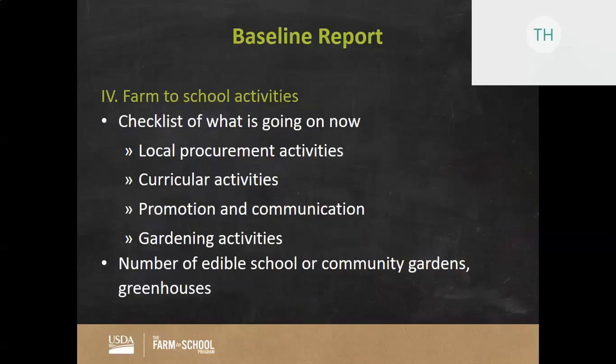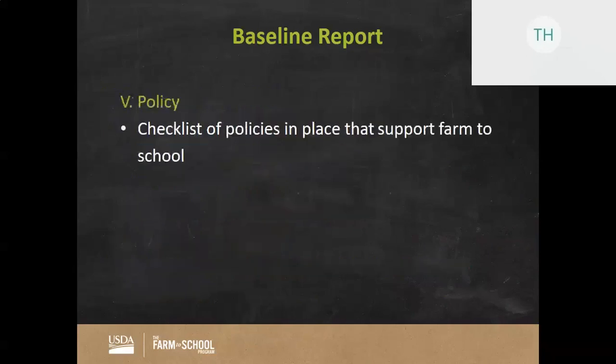You'll be asked to report on local procurement activities, curricular, education type activities, the promotion and communication of farm to school, and any gardening activities, as well as if you have an agricultural plot on any of your campuses, like the numbers of edible school or community gardens or greenhouses. And then finally, there will be questions about the policies that are currently in place supporting farm to school activities. All of this is described in greater detail on the template that will be included in the follow-up email, which is also available on the Farm to School grantee resources page.